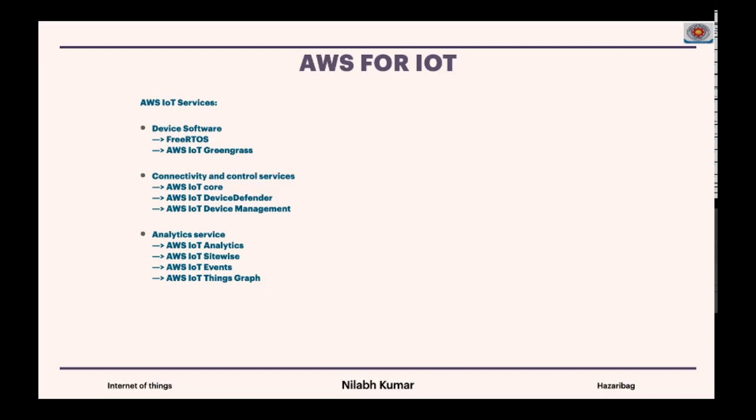AWS IoT Things Graph makes it easy to connect different devices and cloud services to build out IoT applications. It means it helps in connecting devices. You can say that it gives a visualization of how all devices are connecting to the cloud, how data is coming and how data is going, like that.